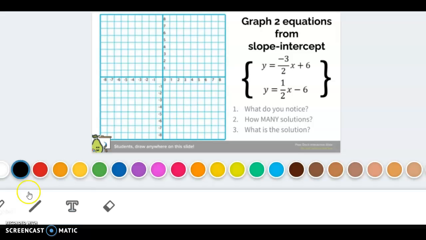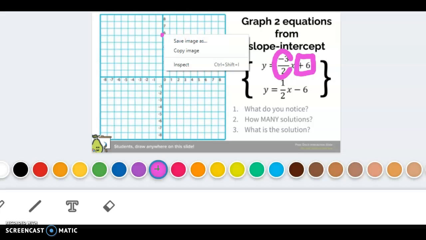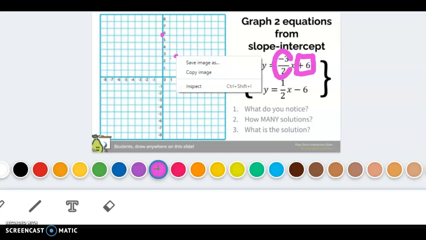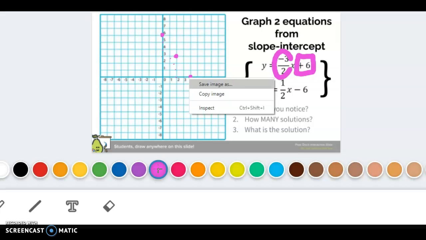I'm just gonna go ahead and graph the 2 different equations. Okay, so my slope is here. My intercept is, I'm gonna change the size so that way it's smaller. My intercept is at positive 6. My slope is negative 3 over 2, so that means I'm going to count down 3 times, 1, 2, 3, to the right 2 times. There's my new dot. And I'm just going to repeat it so my line can get longer and longer.